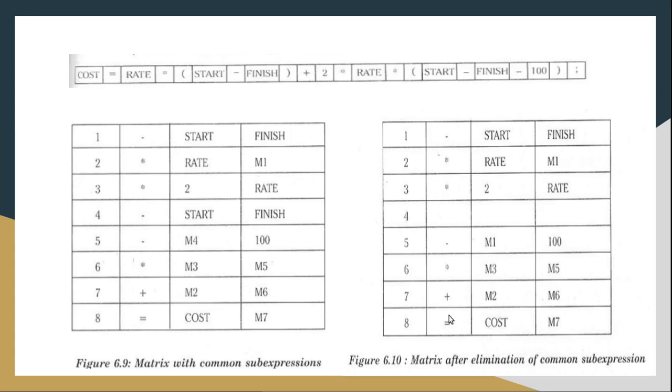So we have made the changes to the matrix in order to refer to the deleted entry. Okay, so this is the example for the elimination of common sub-expression algorithm. Here it will be checking for the common sub-expressions. Once recognized, it will delete, and after deleting it will modify the entire matrix contents.